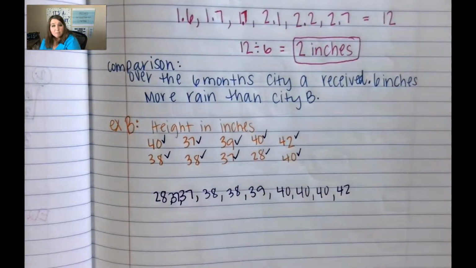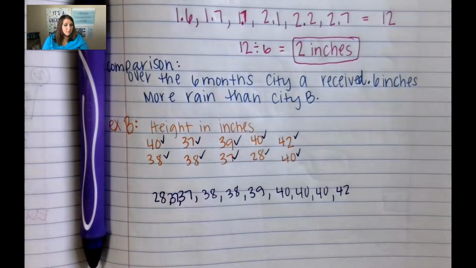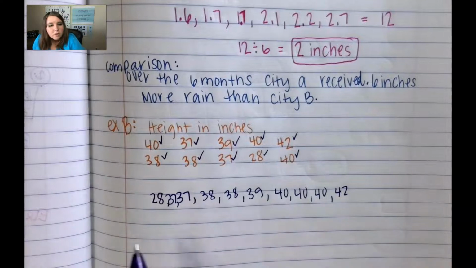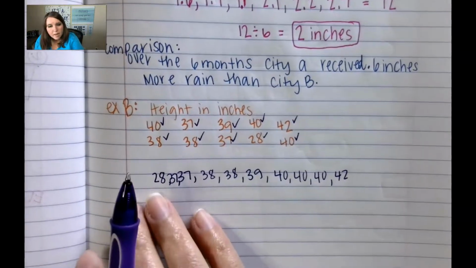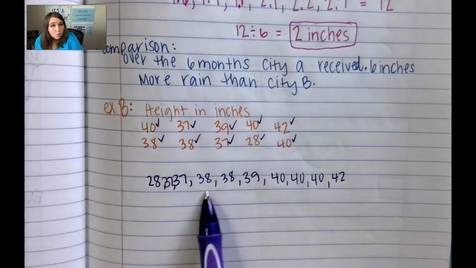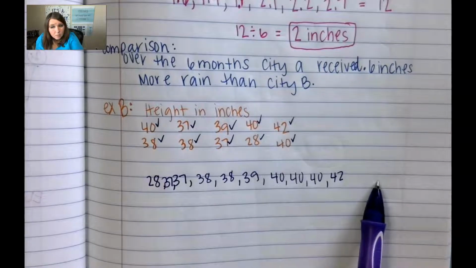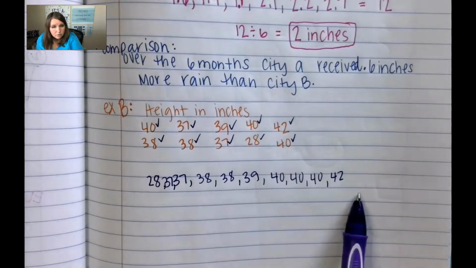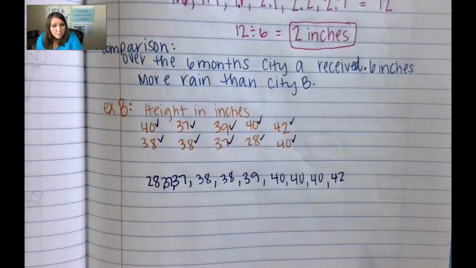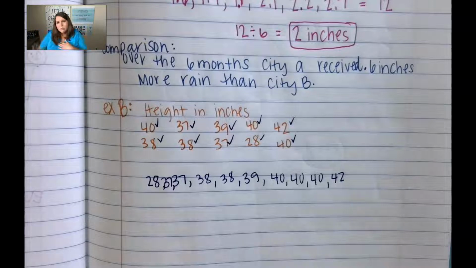Okay, I could have put this on a dot plot, and that dot plot would have been much easier to read. If you want to still organize them in a dot plot, you can. Sometimes it will ask you to put it in a dot plot. We're just putting them in order from least to greatest right now. But we're going to look at these numbers and see how these are grouped, right?